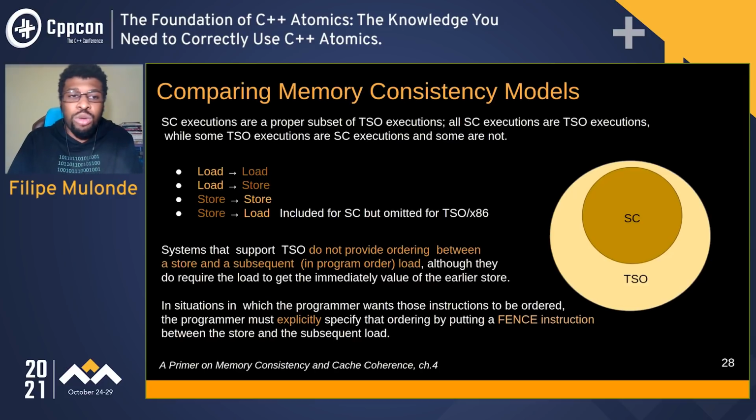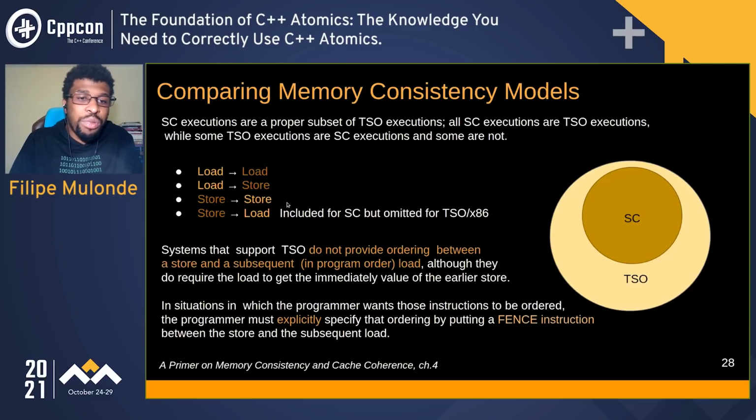Now let's understand a little more about the difference between sequential consistency and TSO. Sequential consistency executions are a proper subset of TSO executions. All sequential consistency executions are TSO executions, while some TSO executions are sequentially consistent executions and some are not. Because of that, the TSO memory model is weaker than the sequential consistency memory model. Why? Well, TSO is weaker because all sequentially consistent executions are TSO executions, while some TSO executions are not sequentially consistent executions. So that's why TSO is weaker.